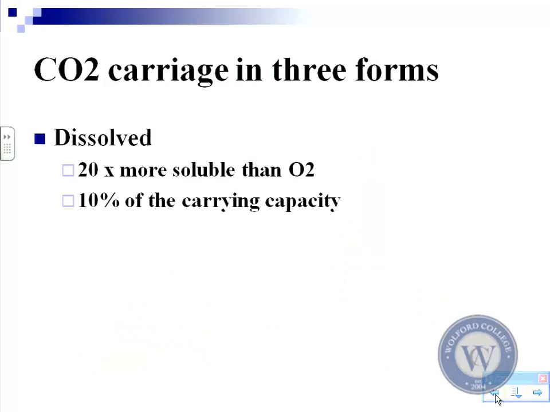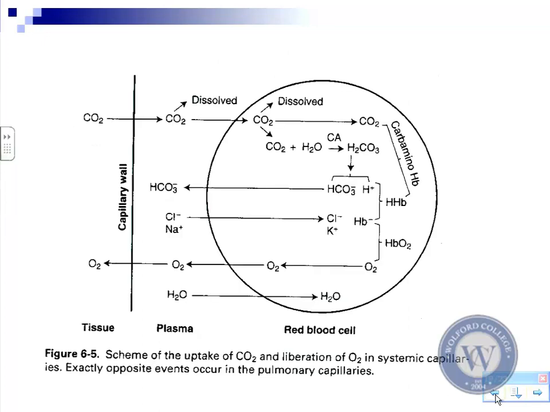So you look at CO2 carriage, it's in 3 forms. You have dissolved, okay, which is 20 times more soluble than O2, and accounts for about 10% of the carrying capacity when you're looking at the venous side of it. What you see is that the CO2 comes out of the capillary wall, this is the tissue level, and it dissolves. Okay? It also dissolves in the cytoplasm of the red blood cell. But that still only accounts for about 10% of the total.